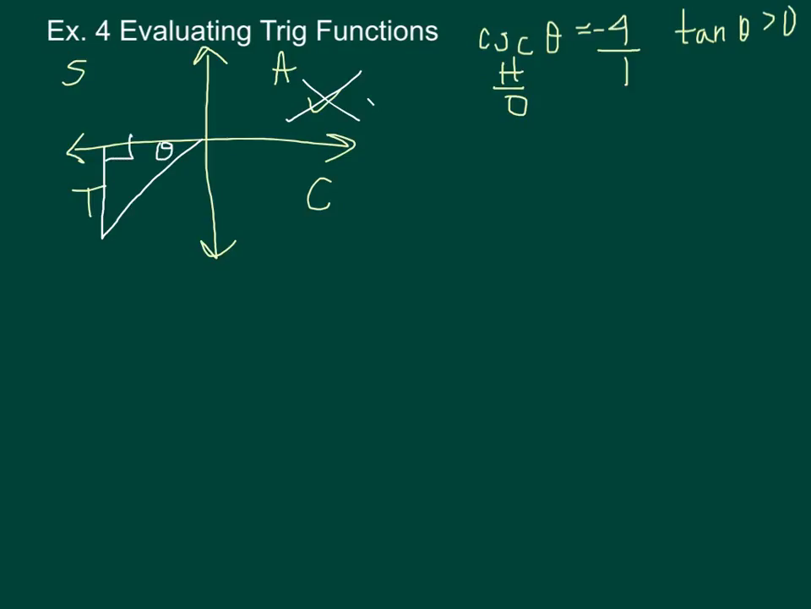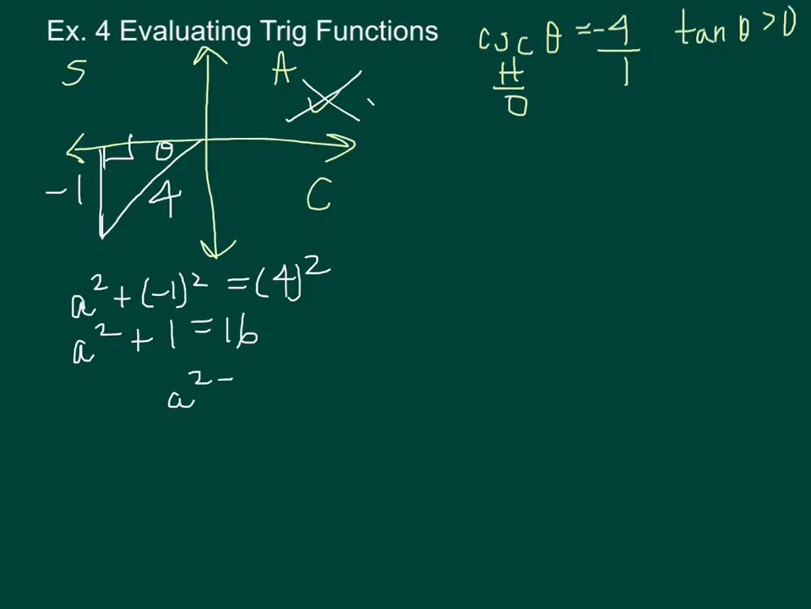So our hypotenuse is 4, and the opposite side is, I'll make this -1. We have to find the other 5 trig functions, so I'm going to use the Pythagorean theorem because I'm missing the side. Solving for A, I'm going to get the square root of 15, which is my adjacent side. So now I can find the other trig functions.